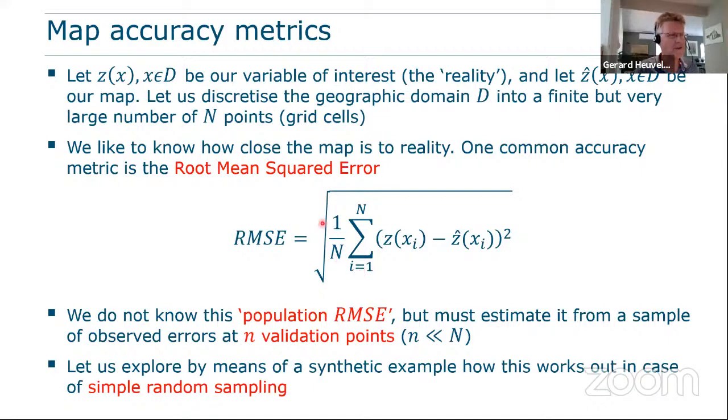Because in order to compute this population root mean squared error, we would have to know z at each and every location in our study area. And we usually don't have that. We will use a sample of n validation points, where lowercase n is much, much smaller than uppercase N, the whole population. And we hope that our sample root mean squared error is close to the population root mean squared error. Let's look at a synthetic example and check how all this works out if we use simple random sampling from the population.